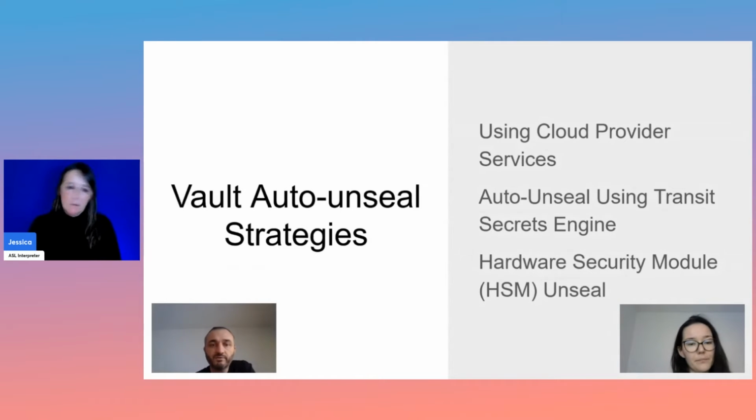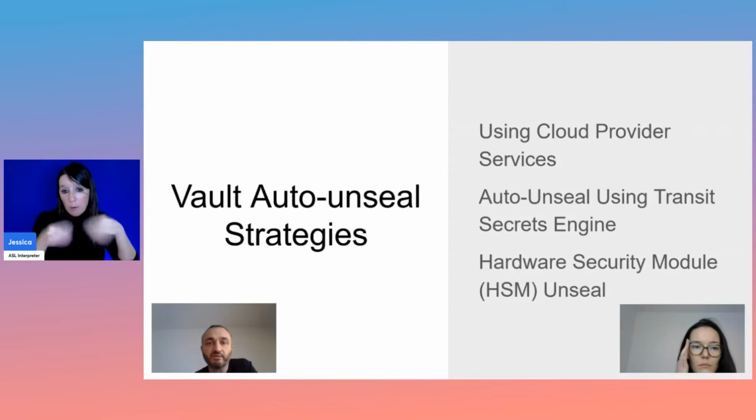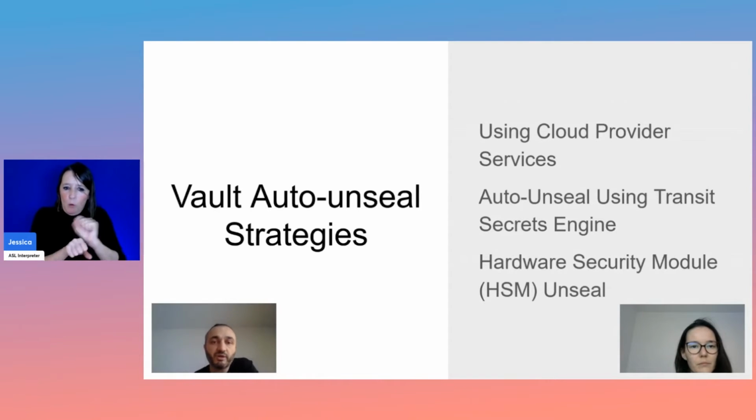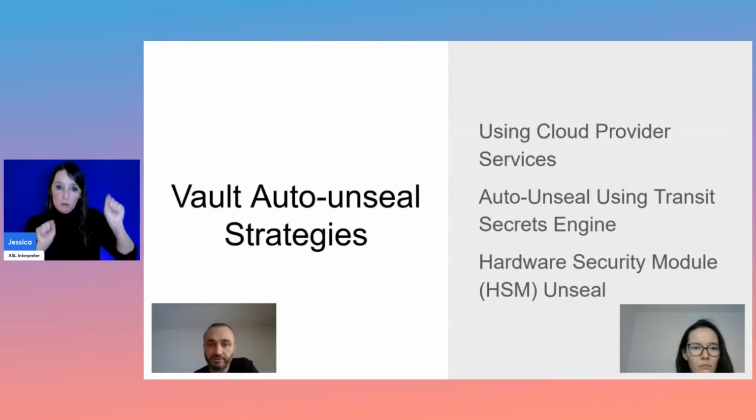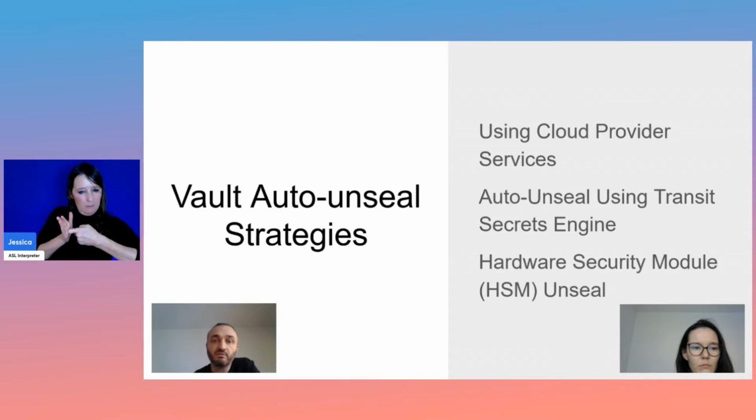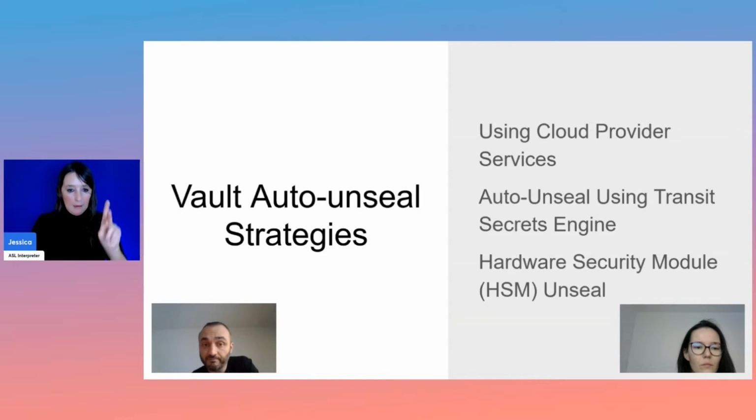Let's talk about Vault Autounseal strategies. We could use cloud provider services. Major cloud providers like AWS, Azure, GCP, or AliCloud offer cryptographic key management systems which Vault can use to provide the root key for the unseal operation. For instance, the KMS in AWS can be used to store and provide the root key to the startup's Vault cluster. Similarly, Azure Key Vault and GCP Cloud KMS can be configured for auto-unsealing Vault.